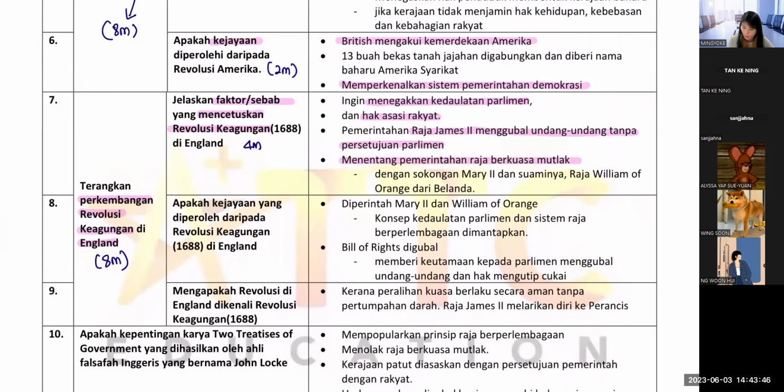Then the next one is, why is it that revolusi keagungan is called glorious revolution? Why in England they call it glorious revolution? Why? Because peralihan kuasa berlaku secara aman, peaceful, tanpa pertumpahan darah. Because Raja James II ran to France. Like this, actually, peralihan secara aman, tanpa pertumpahan darah, Raja James ran to France.